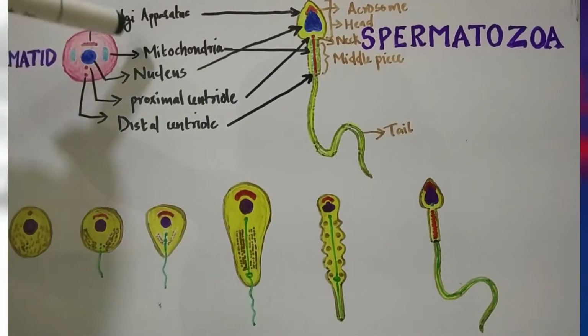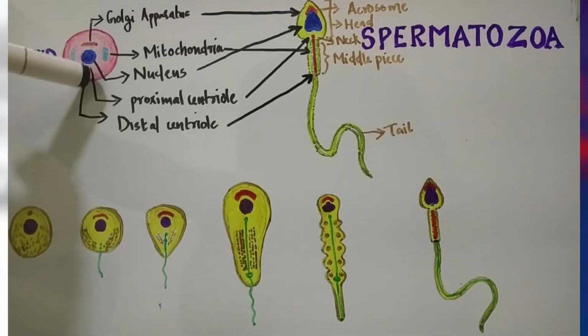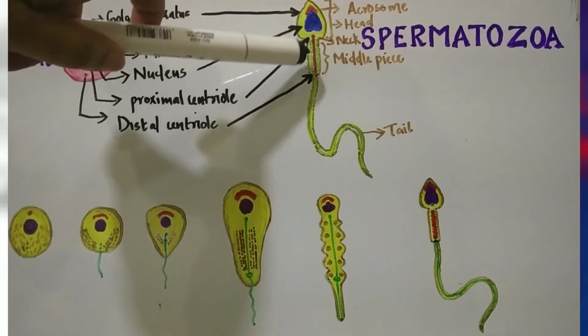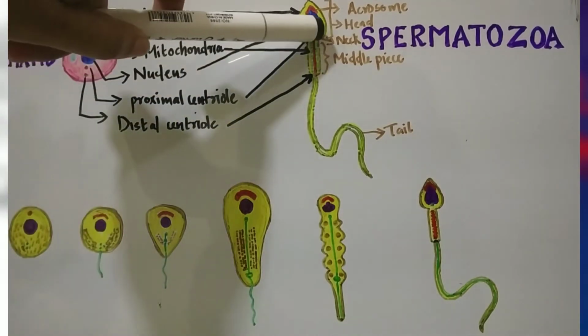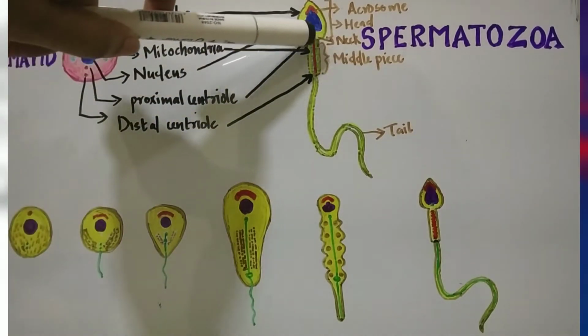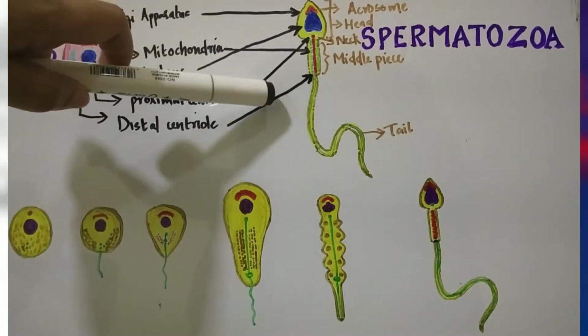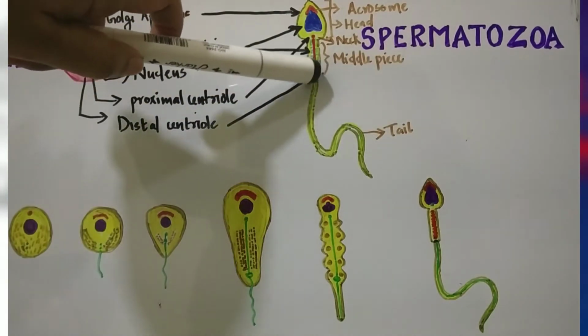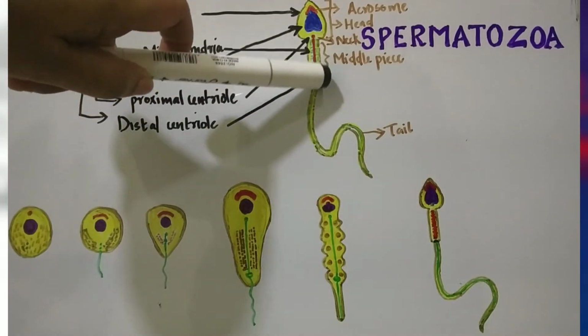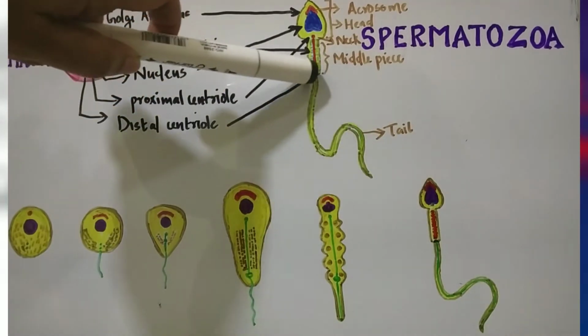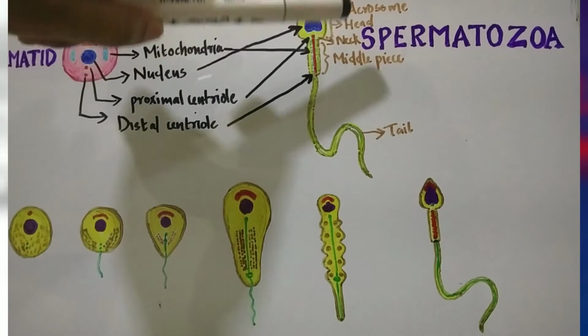So this is a spermatid, and these are the two centrioles, the proximal and the distal centriole. Here in this figure, in a spermatozoa, you can see that the proximal centriole becomes spherical and comes to lie in the neck, and the distal one forms a ring in the distal end of the middle piece, called the annulus.